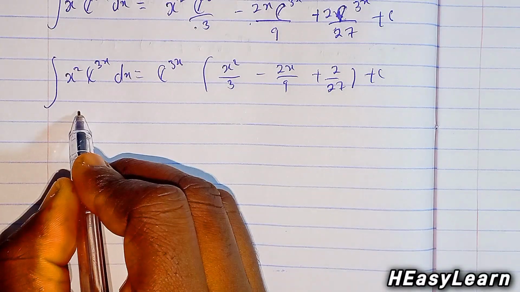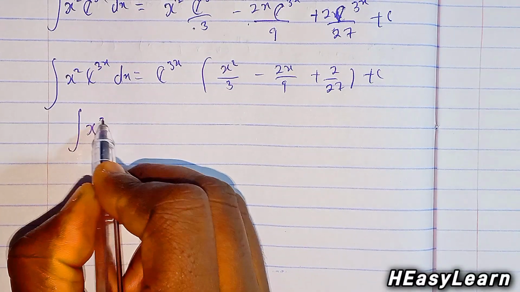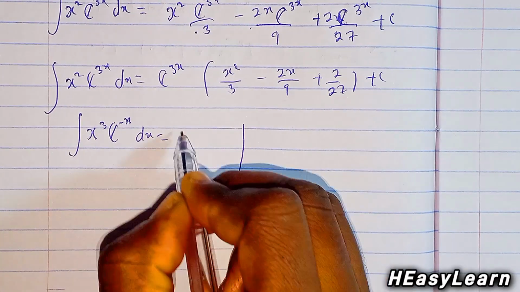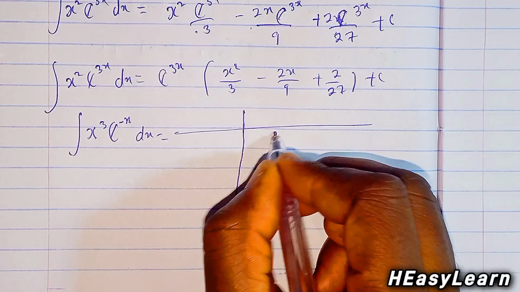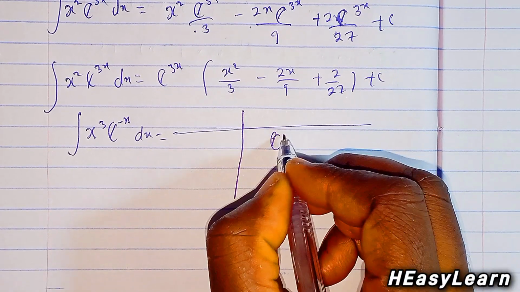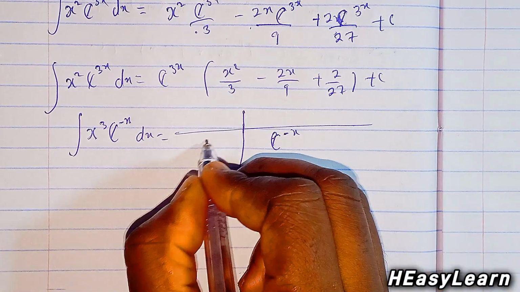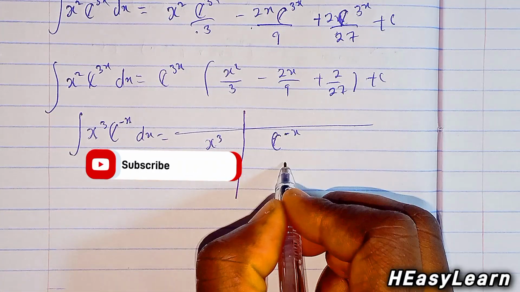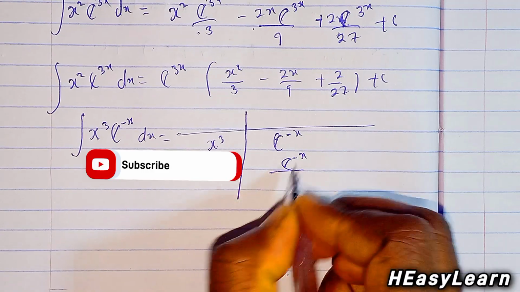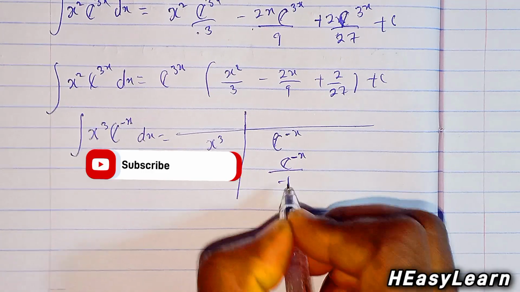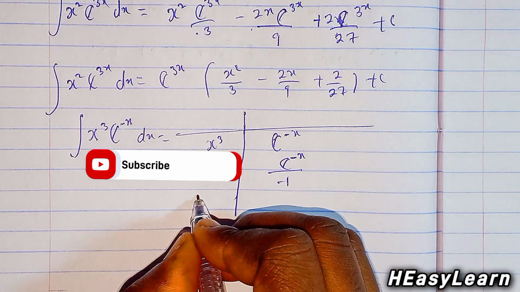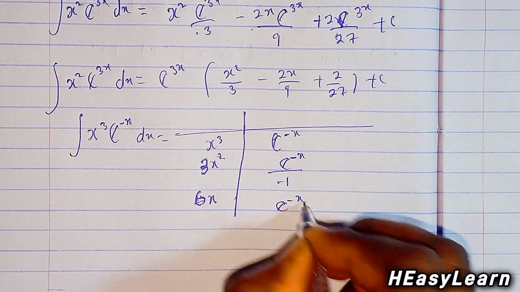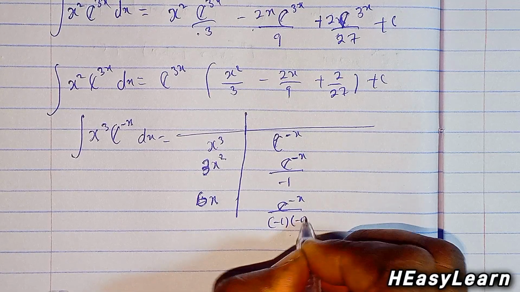So what is going to be the integral of x to the power of 3 exponential minus x dx? Using the table, which one to differentiate and which one to integrate? Using LIATE, here is exponential minus x and x to the power of 3. What is the differential of x cubed? 3x squared. Here the integral of exponential minus x is exponential minus x divided by minus 1. What is the differential of this? 6x. Then the integral of it, exponential minus x divided by minus 1 times minus 1.